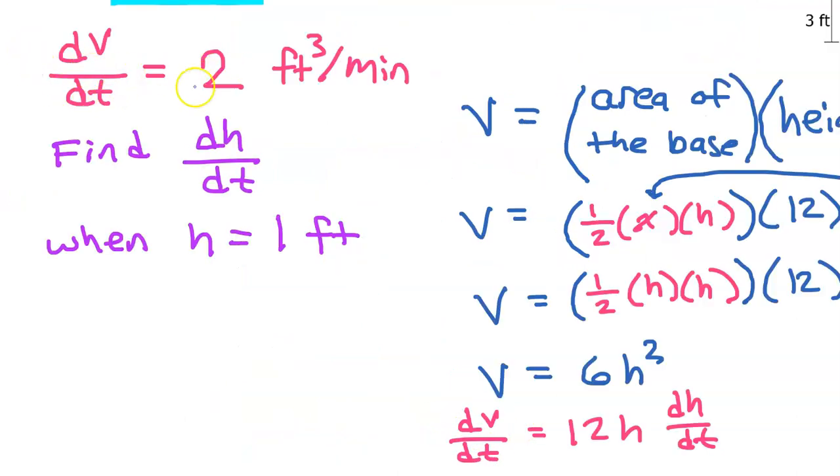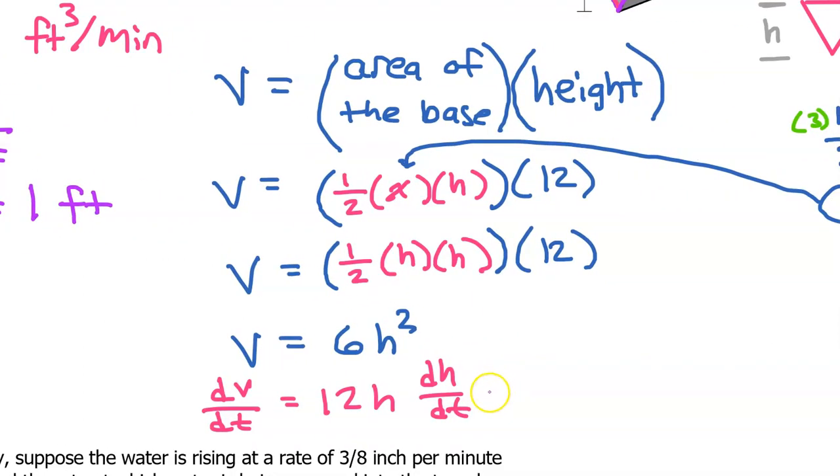Now, remember the facts that we wrote down at the beginning of this problem. We know that dV/dt is 2 cubic feet per minute. So on my next step, I'm going to substitute 2 for dV/dt. And we are finding dH/dt when h is equal to 1, so I can also substitute 1 for h. So let's do both of those things. So this is going to become 2 is equal to 12 times 1 times dH/dt.